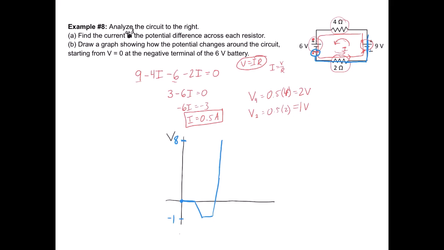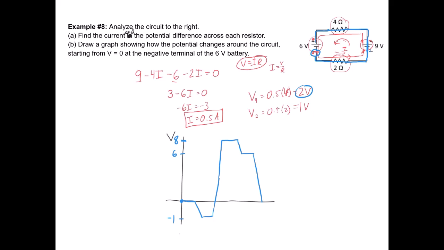And then I'm going to go through the 4 ohm resistor. And so after a little while, I need to lose 2 volts. So I'm going to go down to 6 there. Then no change for a little while. So stay at 6. And then I'm going to go through the 6-volt battery, which is going to drop me right back down. It should drop me 6 volts. I'm at the 6 right now. I go down to 0, and therefore I'm back to where I started from again.